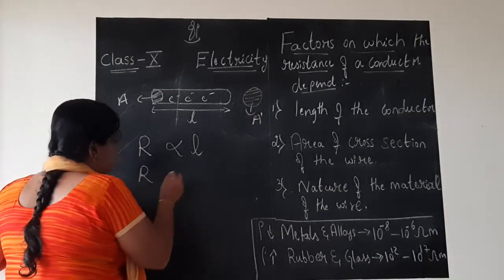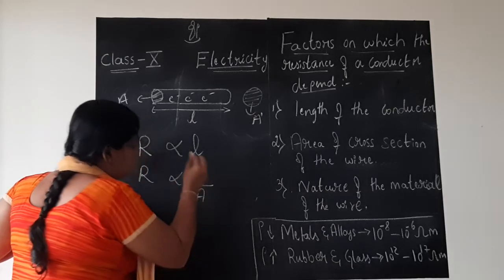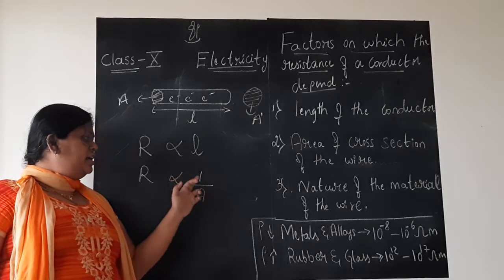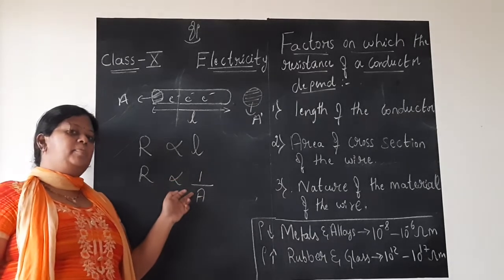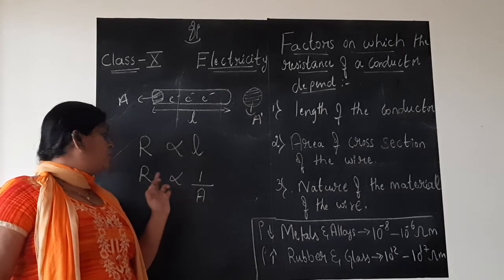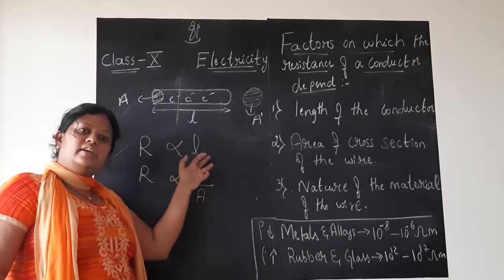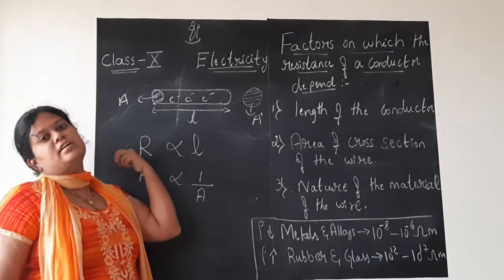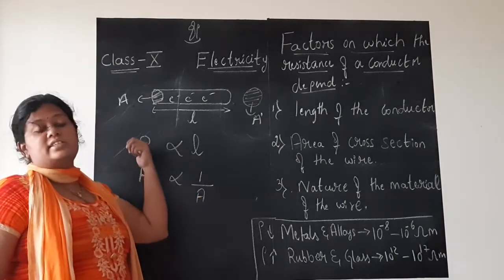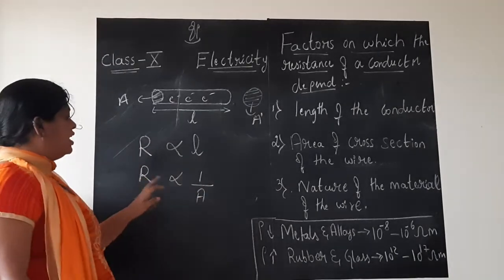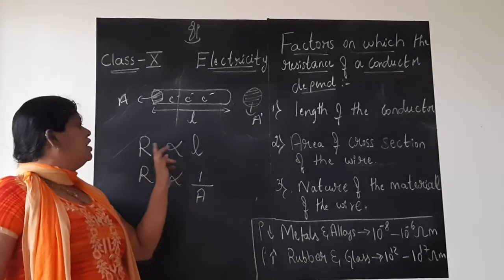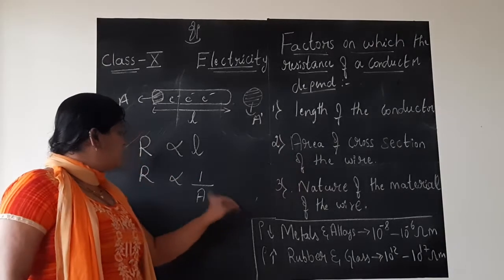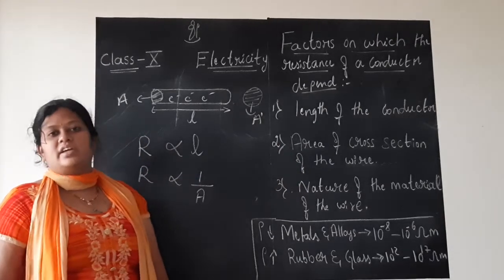The resistance is inversely proportional to the area of cross section. Hope you remember, if you write 1 by A, then it means it is inversely proportional. What is the meaning of inversely proportional? If area of cross section increases, resistance decreases. If area decreases, resistance increases. It is vice versa. So that is the meaning of inversely proportional. Length of the conductor is directly proportional to the resistance. Area of cross section is inversely proportional to the resistance.